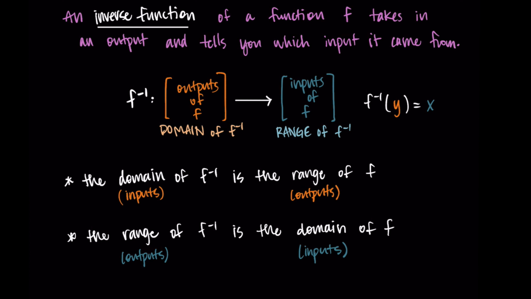This is a lot of words just to say that if we have a function f, we give it an input, it provides an output. The inverse does the opposite. It takes one of those outputs and tells us which input it came from.